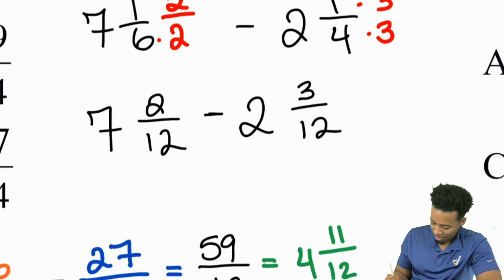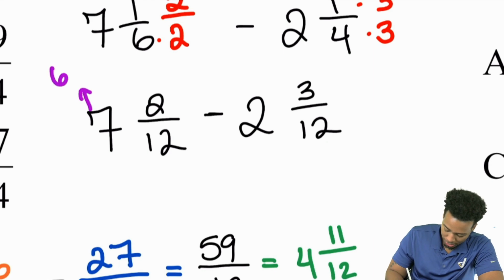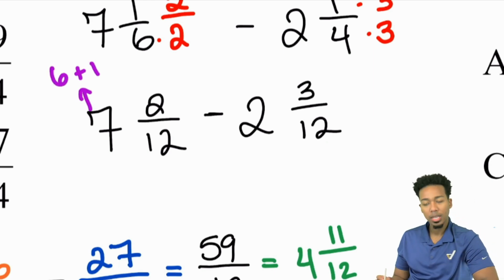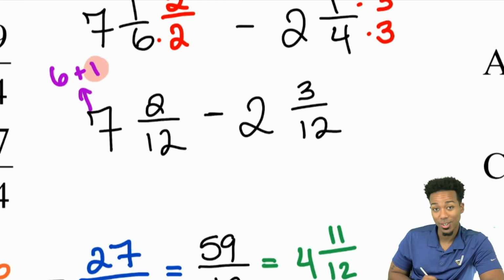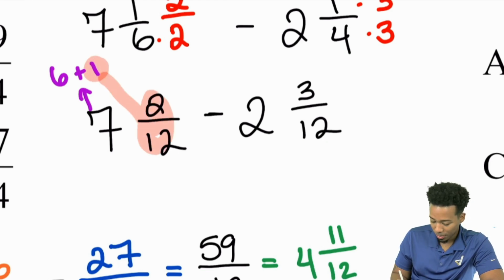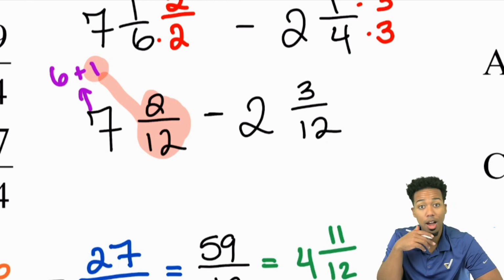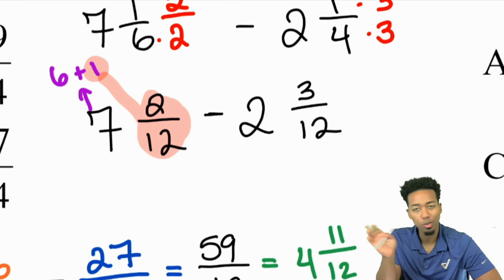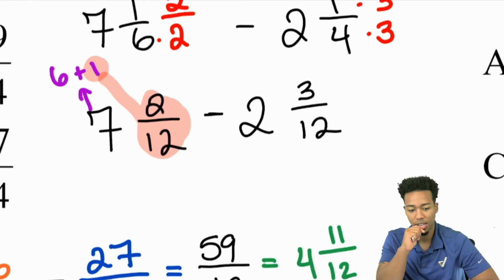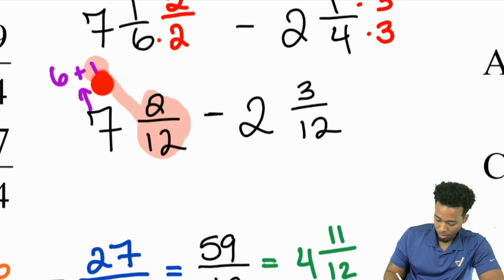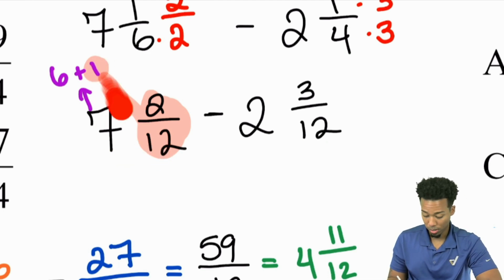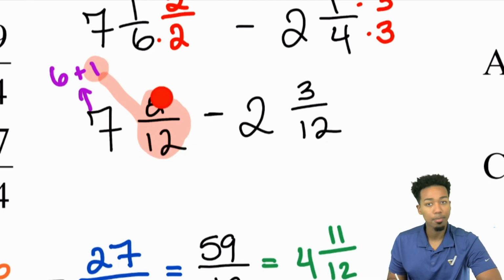I'm going to write the 7 over here as 6 plus 1. And I'm only going to take the 1 right over here and turn that into the fraction, into the improper. I'm only going to take 1, not the whole 7, just one of those from the 7. Well, how does that work? Same deal. You take that whole number, multiply by the denominator, so 1 times 12 is 12, then add it back into the numerator.